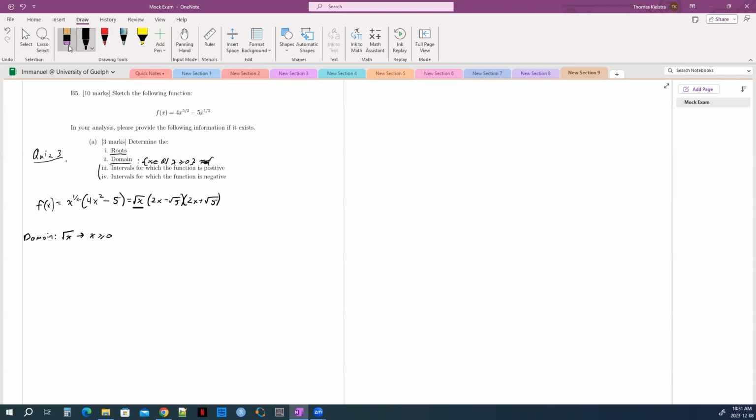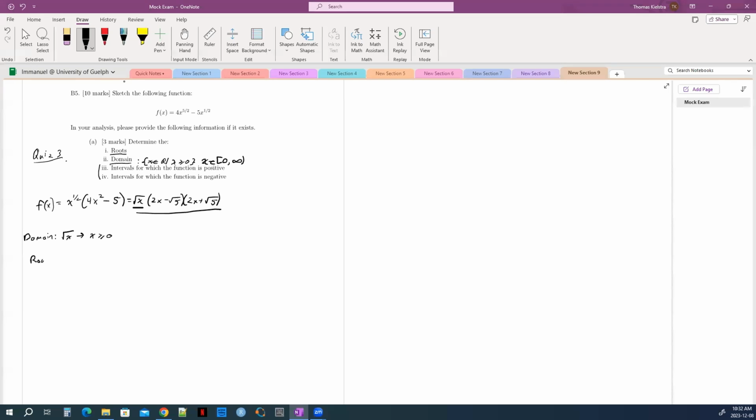You could also say that x is an element of 0 to infinity. Right? So now that we have our domain, this factored expression can tell us something about our roots.